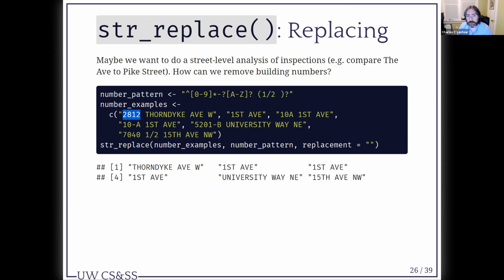But we also have things like First Avenue. If it's First Avenue, I just want the whole thing. 10A First Avenue, I also want to get First Avenue. 10-A First Avenue should also give me First Avenue.